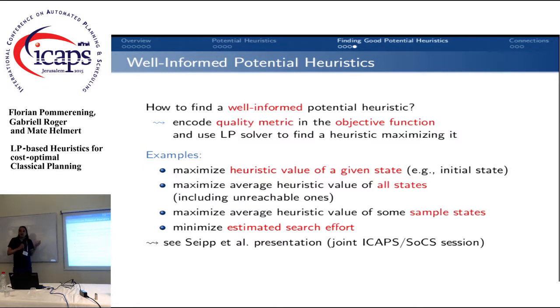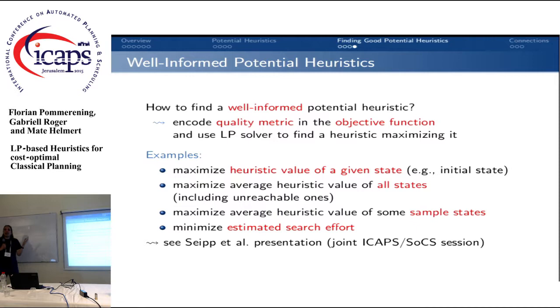But fortunately, for many of the things we like to optimize, that's very easy. For example, it's very easy to write down as a quality metric the heuristic value of a particular state. Let's say I want to find the best possible potential heuristic, the one with the highest possible value in the initial state. Very easy to do. I just use the heuristic value of the initial state, which is just the sum of the weights of the facts that occur in the initial state, as my objective function, and then I ask the LP solver to maximize that. It will give me the best, or there can be multiple, so one of the best heuristics for this initial state.